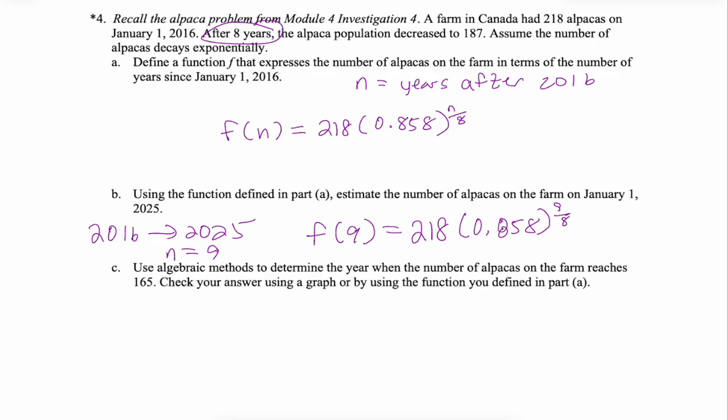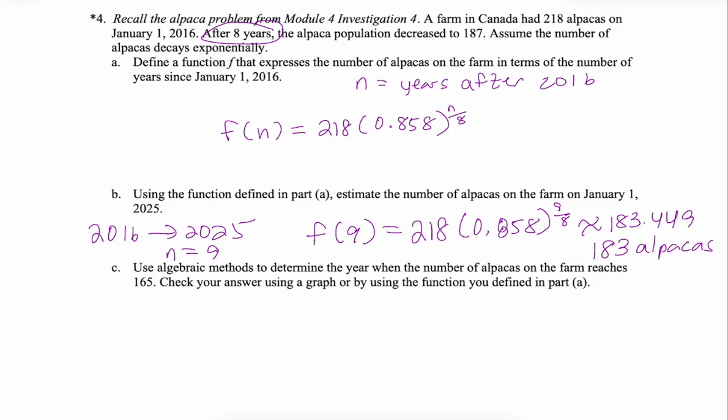Now we get a funky decimal. The approximate decimal is 183.449. For real life things, just use the whole number, cut off any decimal. Maybe that's a baby that hasn't been born yet. I don't know. A baby alpaca. So we could expect 183 alpacas to be on the farm in 2025.